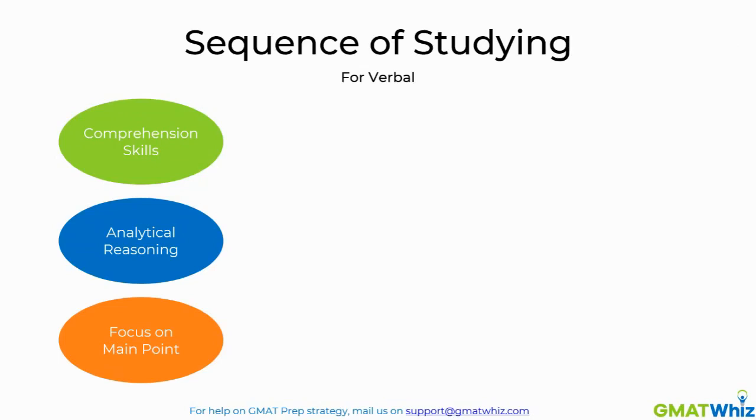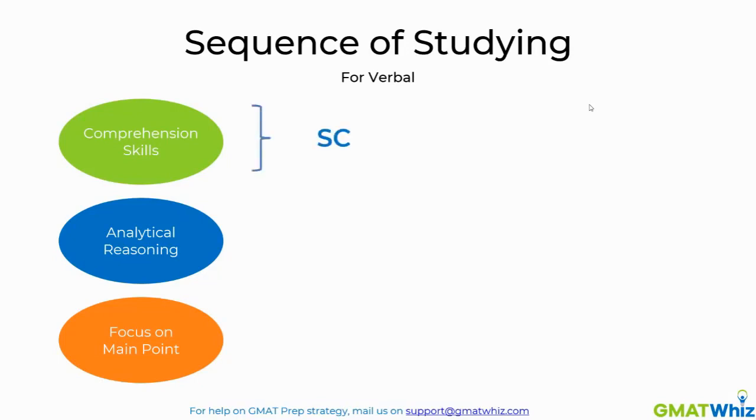That is another thing which is tested. Now let us map all these three to the individual sections in verbal. If you look at sentence correction, there is just one sentence that you have to analyze. So obviously there are not multiple pieces of information. There is no inference that is being derived. So you don't have to focus on analytical reasoning. You don't have to focus on main point. You just have to focus on comprehension skill.